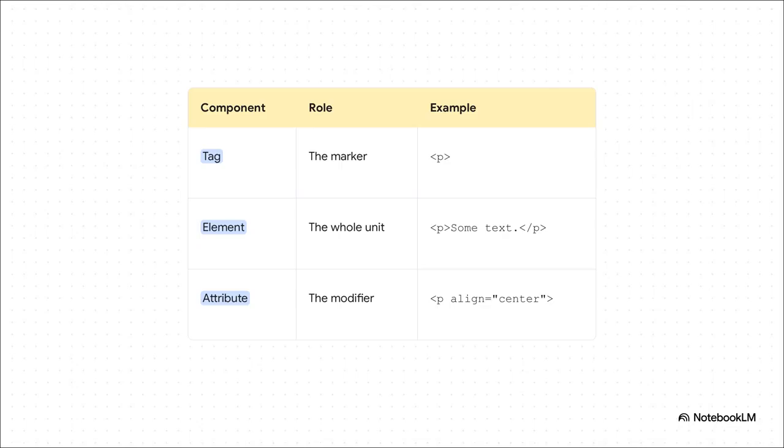So let's just put it all together. As you can see right here, the tag is the basic marker, like for a paragraph. When you add your text and the closing tag, you get the whole element. And to change it, you add an attribute to that first tag, maybe to center it. So tags build elements and attributes modify them. That's the whole relationship in a nutshell.